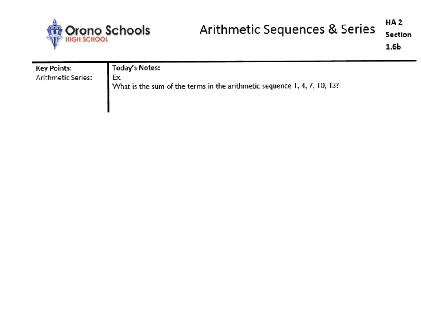Our final lesson in Topic 1b has us evaluating series of arithmetic sums. An arithmetic series is just the sum of a finite sequence. Finite meaning you know the first and the last numbers in that sequence. It says, what is the sum of the terms in this arithmetic sequence? 1, 4, 7, 10, 13.